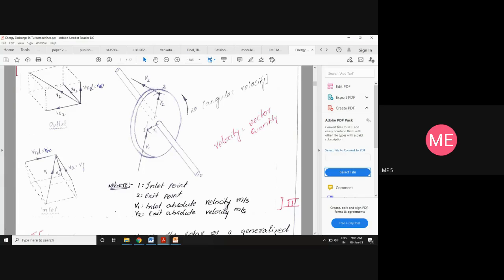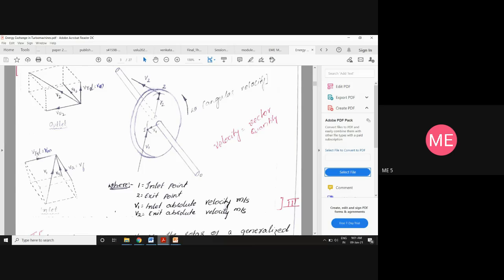But VU, which is created here, is tangent to the rotor, and that will create a rotary motion of the rotor. So V1, whatever the V1 value is, is a combination of VR, VA and VU. These three are the combination. If I add up these three velocities, I'll get the V1 value.